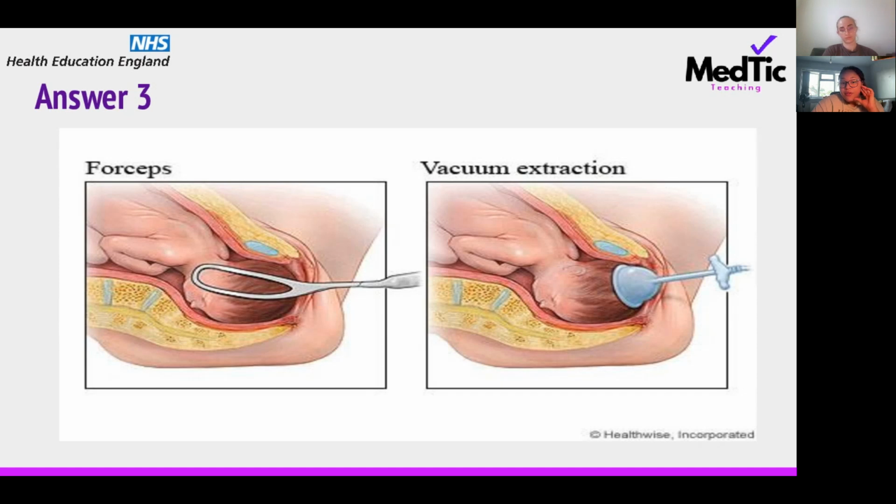So just a photo showing you what I meant. As you can see, baby's still there, and the forceps are going all the way around.